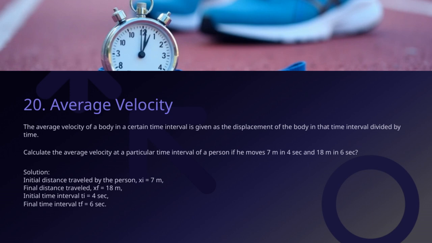When we calculate it, we take the total change in position, which is 18 meters minus 7 meters, giving us 11 meters, and divide that by the total time, which is 6 seconds minus 4 seconds, or 2 seconds. This calculation will give us the average velocity over that specific period. It's a simple but powerful way to understand motion, especially when the velocity isn't constant, because it gives us the overall rate of change of position over the time interval.